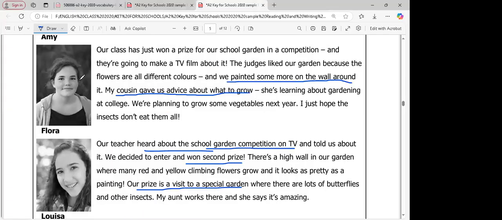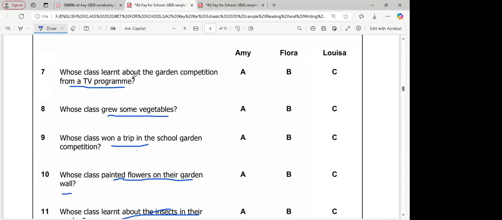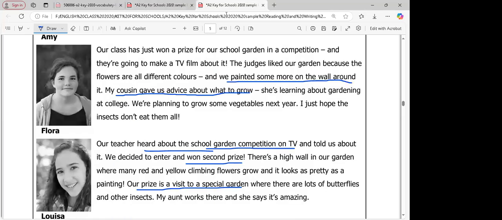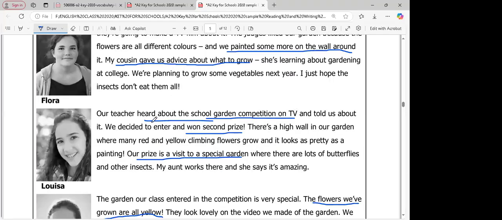Okay. The seventh question is, whose class learned about the garden competition from a TV program? It's not this one, no, because they're going to make a TV film, not that. It's again mentioned about here. Our teacher heard about the school garden competition.